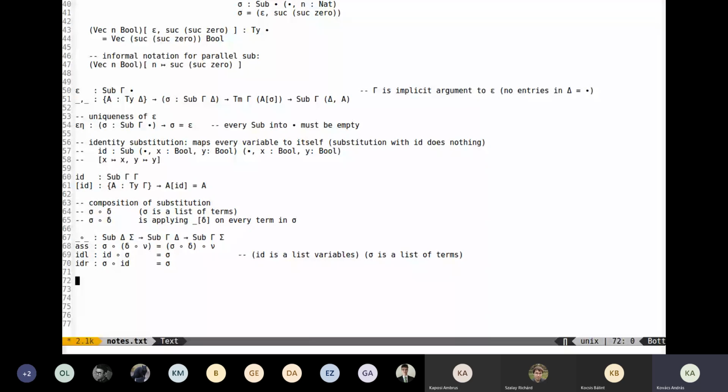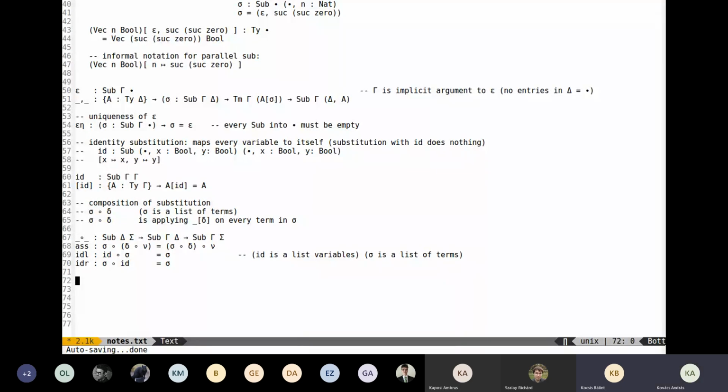Okay, and we also want to say something about it. Sorry, we could also say that the composition of two substitutions is basically like first substituting the variables in capital sigma, the context, with the terms in lowercase sigma, which is a list of terms, and then substituting the variables in capital delta with the terms in lowercase delta, right?